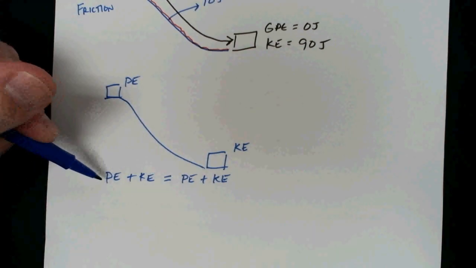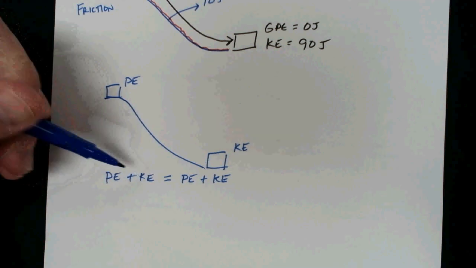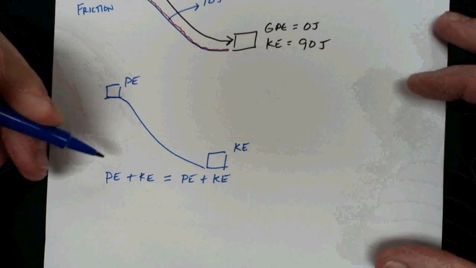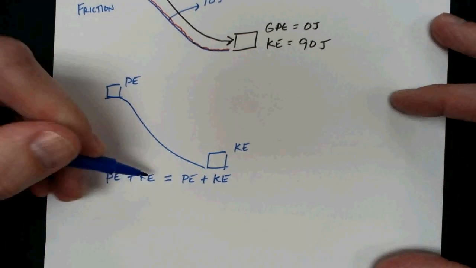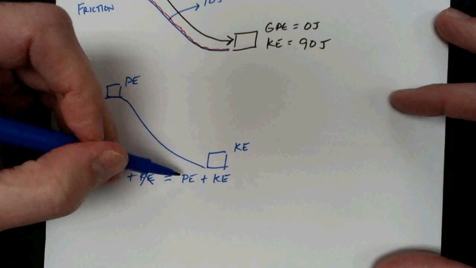At the start of the problem, ask yourself, is the object above the ground? Is the object moving? So in this case, let's say that this sled's up at the top of the hill. It certainly has potential energy up there. It is not moving, so there's no kinetic energy in the beginning.